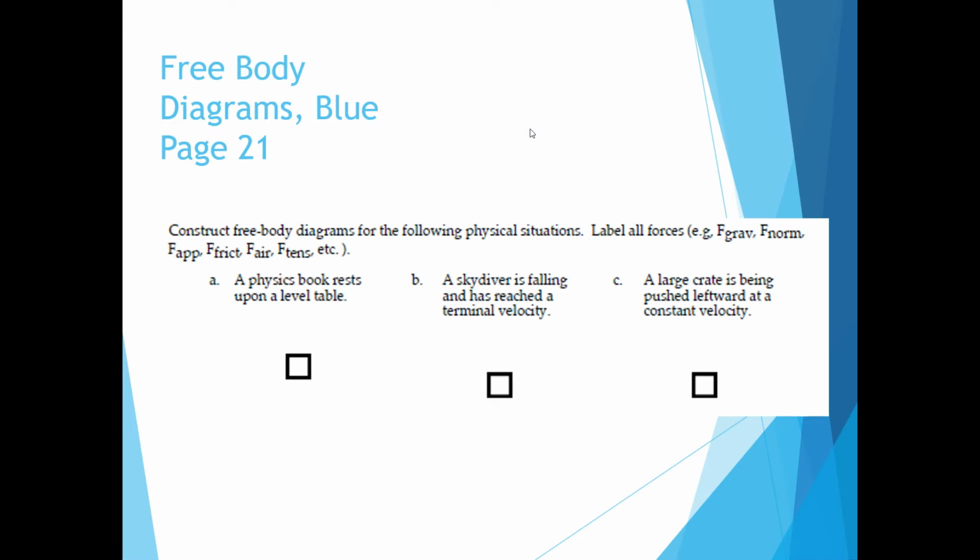So the first one is a physics book rests upon a level table. So if we think about what forces might be acting on it, and we go through the whole checklist, well, there's definitely gravity, and gravity is always going to pull something down. So we should have a downward arrow labeled F grav. But there's also going to be a normal force because the book is sitting on the table and the table is supporting that. So that's our F norm, which is going to be pointing up. So you should have something like this.